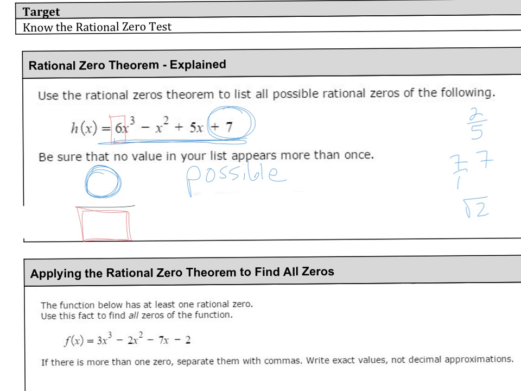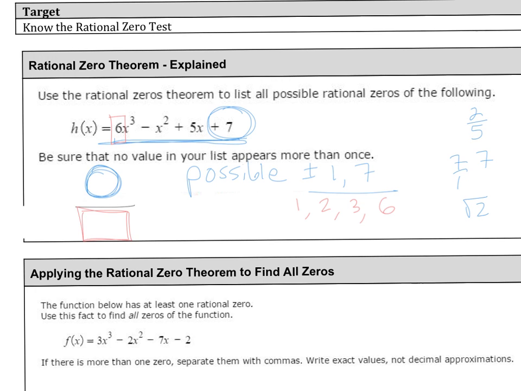So in this specific case, the possible rational zeros would have a numerator of 1 or 7, and it could be positive, it could be negative, and it'll have a denominator of anything that goes into 6. So that could be 1 or 2 or 3 or 6. And any way we can combine these numbers in a fraction, those are rational numbers that, when plugged in, might make this equal 0.